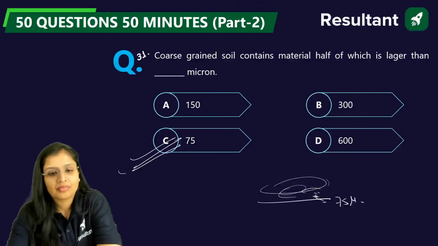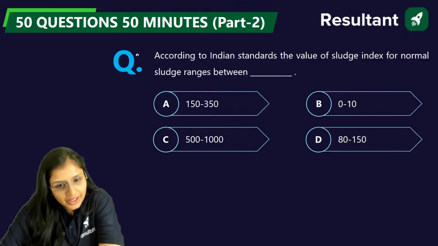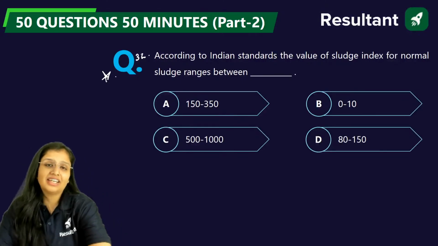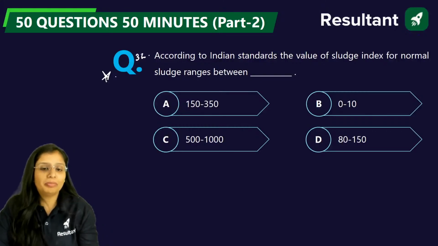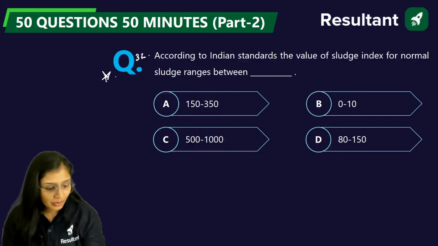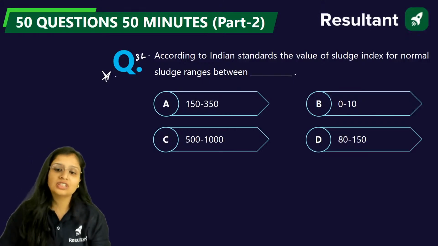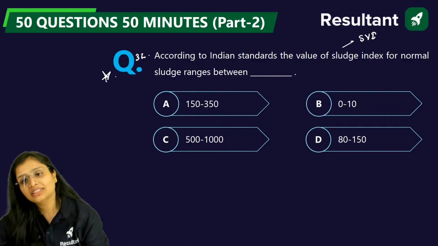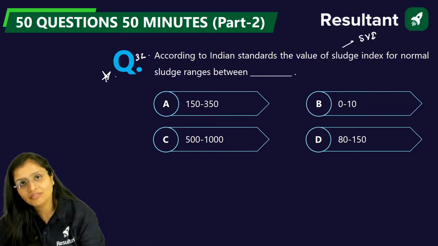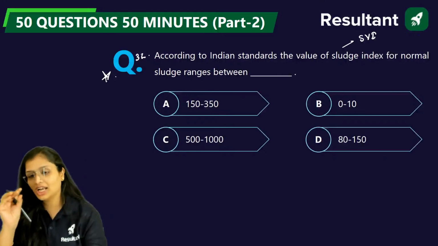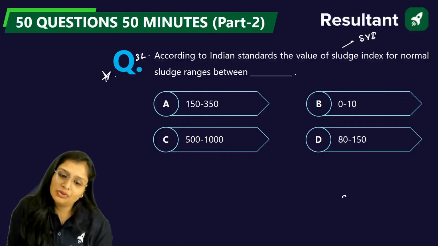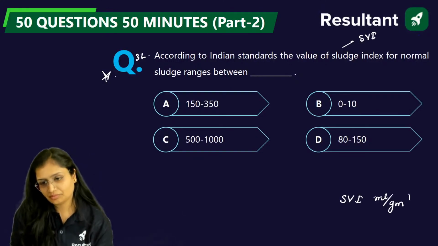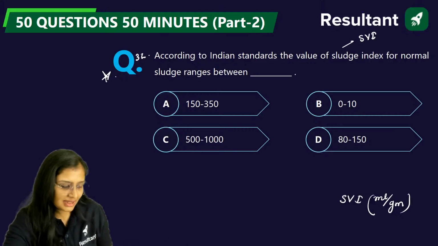Okay, चलें. Next, question number 32. This question has been asked in many examinations, even asked in GATE also, even asked in ESE also. बहुत patent question है. According to Indian standards, the value of sludge index, basically the sludge volume index. Sludge volume index is the volume occupied in ml when 1 gram of suspended solids is allowed to settle for 30 minutes. The unit of sludge volume index is ml per gram. What is the standard value we use?